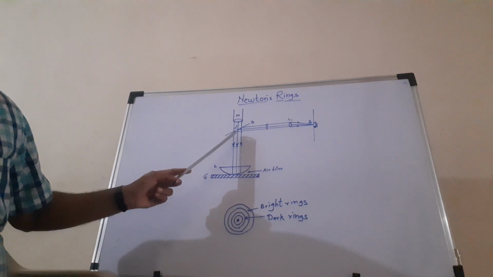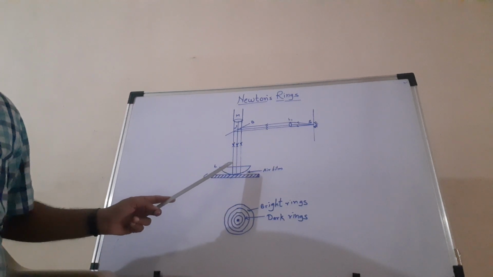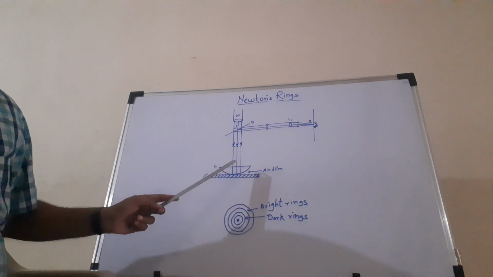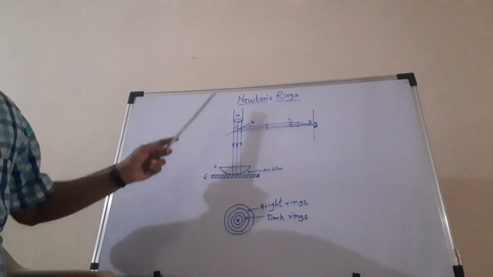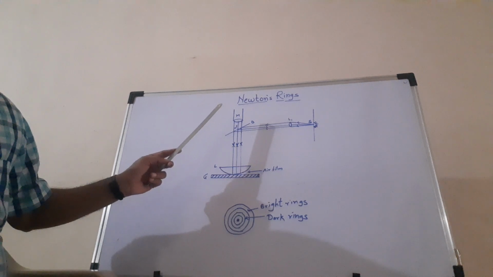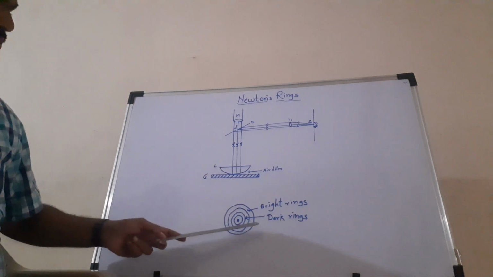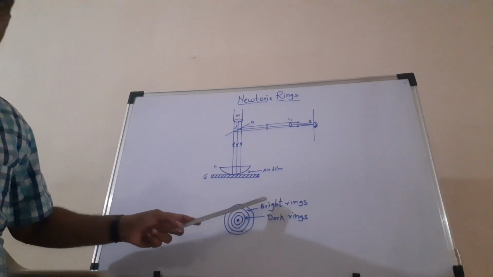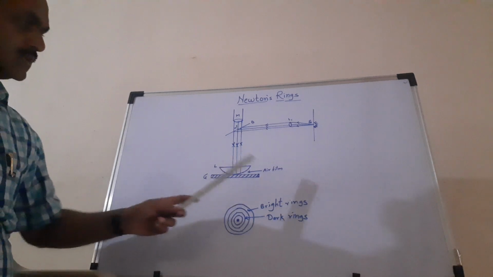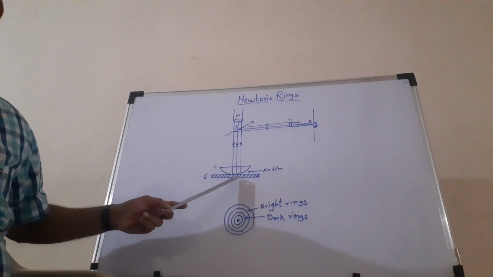The glass plate B reflects a part of the incident light towards the air film enclosed by the lens L and the plain glass plate G. The reflected beam from the air film is viewed with the microscope. Interference takes place and dark and bright circular rings are produced, called Newton's circular rings. So these are the dark rings and these are the bright rings. This arrangement of bright and dark rings is called Newton's rings.